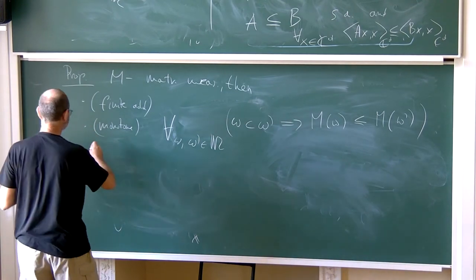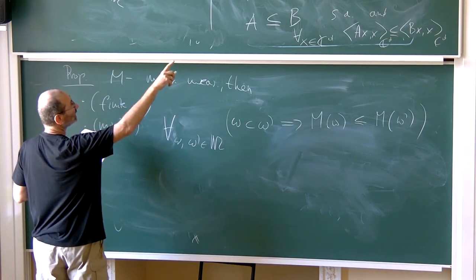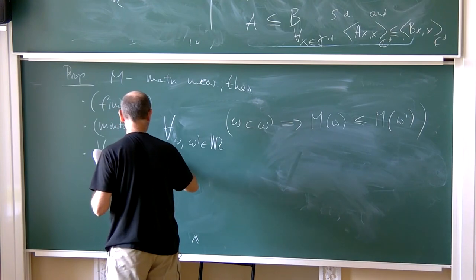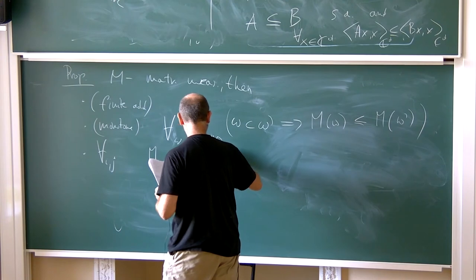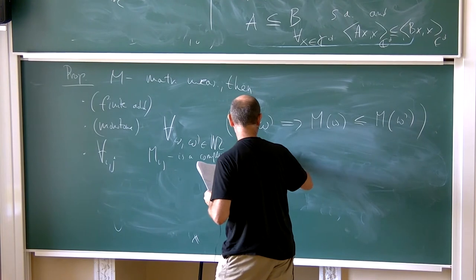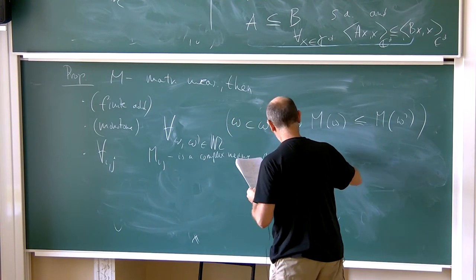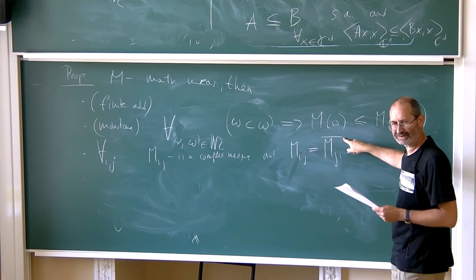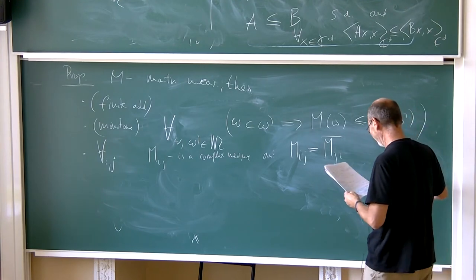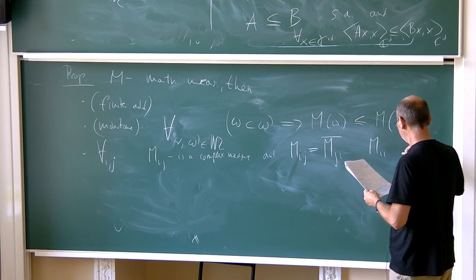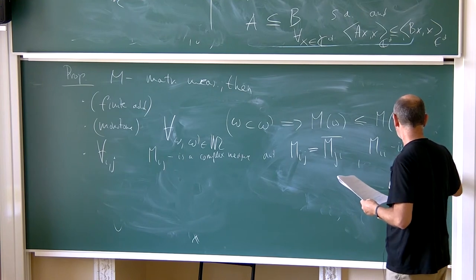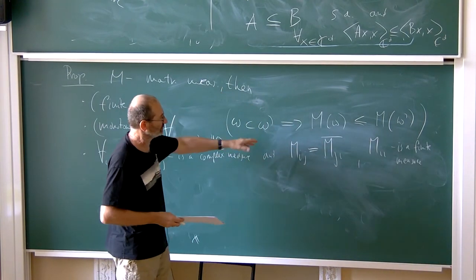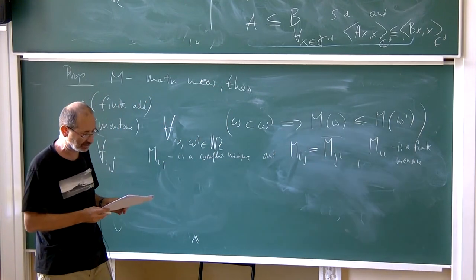So we have the monotonicity, and the next is about those scalar complex measures. For any A, J, M_AJ is a complex measure. And M_AJ is just M_JA conjugated. And M_AA is a finite measure. Okay, so they have a special form, but this is not everything. This is very easy to prove.